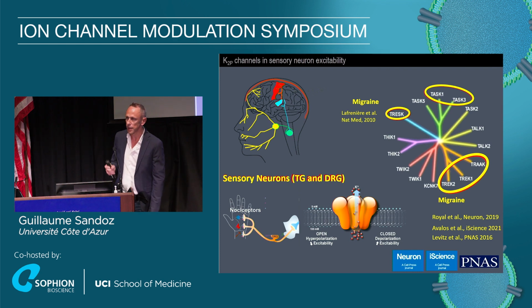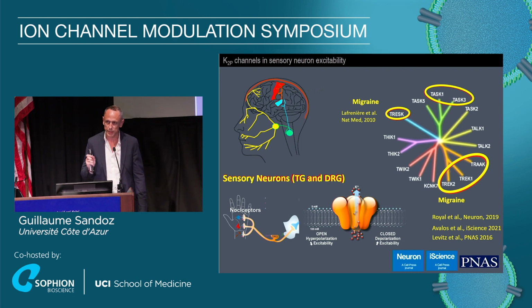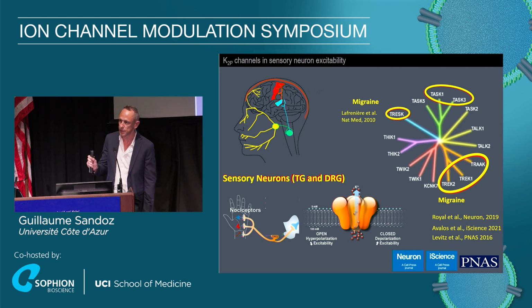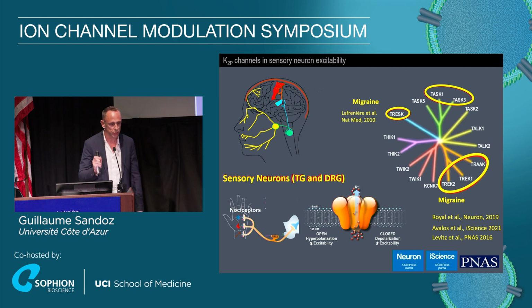And the importance in migraine was shown recently in 2010 by a publication of a mutant, which is called the TRESK-MT mutant, which is correlated to migraine in a large pedigree. Later on, we discovered why this mutant was able to induce migraine. This mutant was able to induce migraine because it was able to inhibit specifically TREK 1 and TREK 2. And it is because it inhibits TREK 1 and TREK 2 that it induced an increase of the neuronal excitability that will lead to migraine.